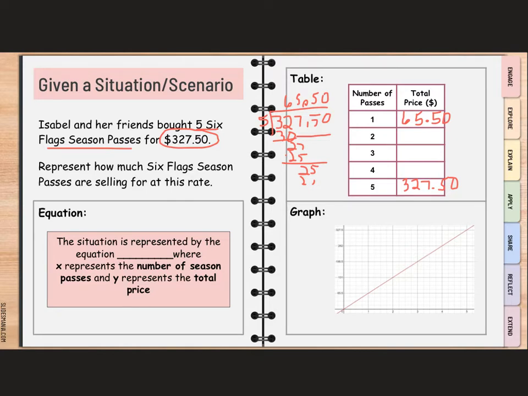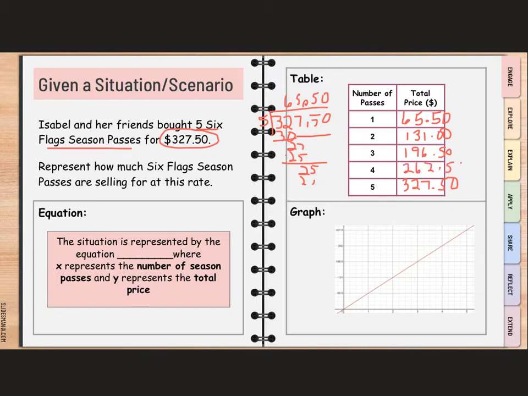So awesome. If that's the case, then I can take that $65.50 and multiply it by 2, and that's going to give me $131. And then I can take 3 passes and multiply by $65.50, and that's going to give me $196.50. So your job is to take that unit rate and fill out your table, okay? You can take $65.50 and multiply by 4 if we're looking at the total cost of 4 season passes.